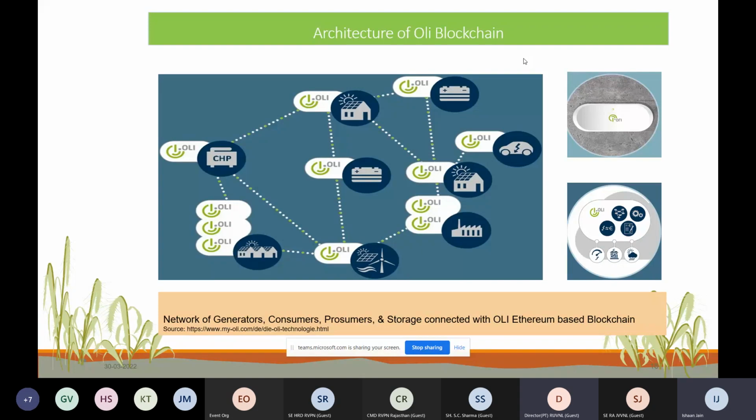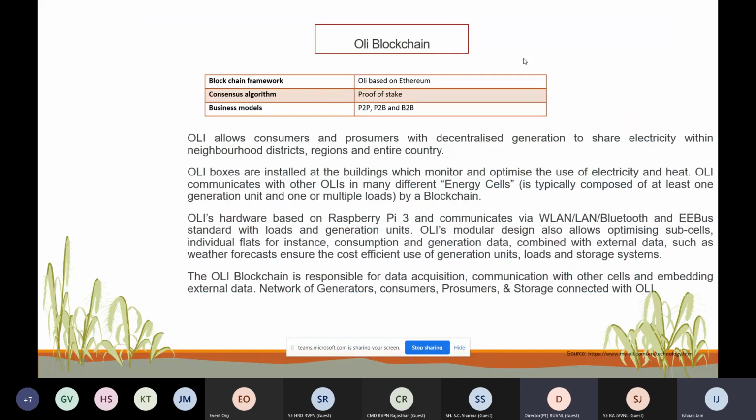This is the real photo of the Oli blockchain energy cells also. You can see that Oli boxes are installed at all the buildings, that may be our premises, and one house or multiple loads having generation and loads are considered as energy cells. So this is the only hardware you need to put on your premises, and this hardware and software will definitely communicate with the real-time grid.